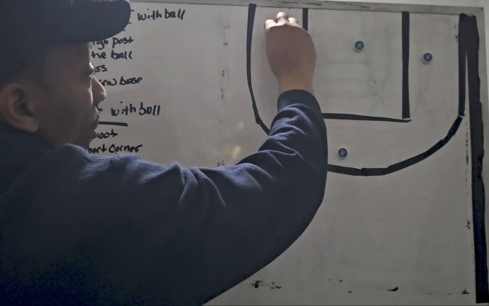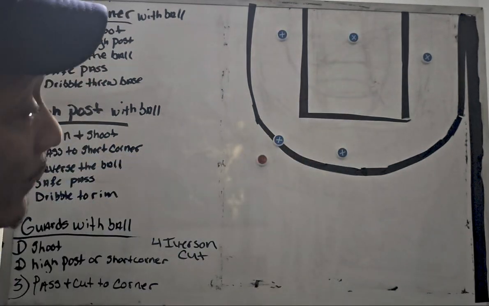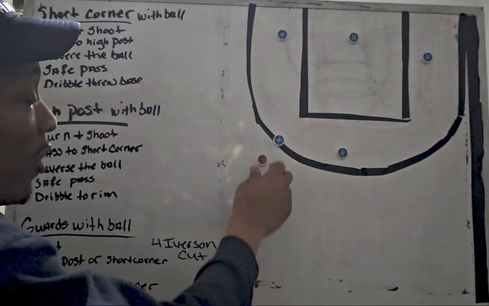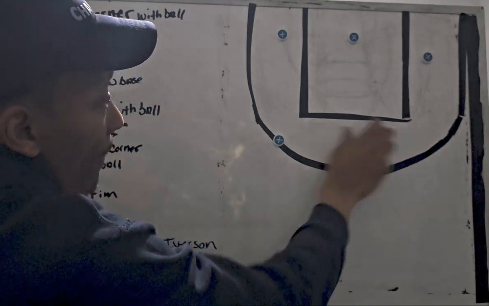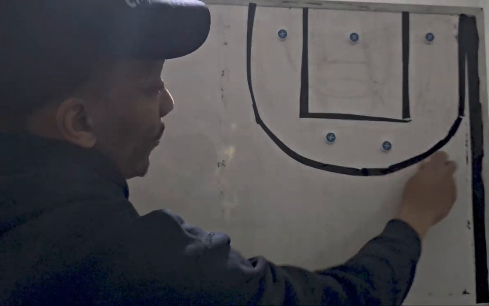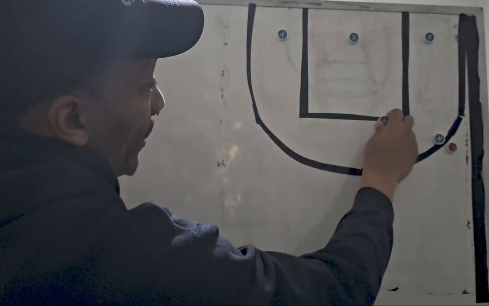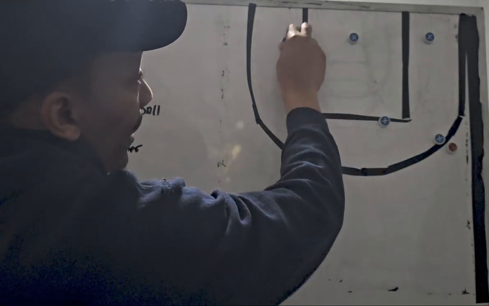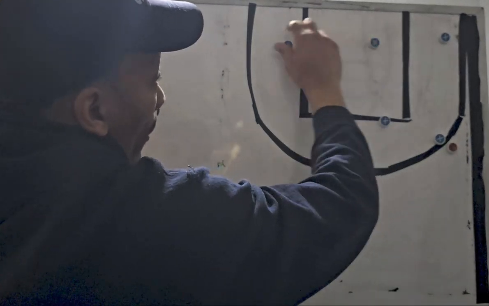This would be the look of the 2-3 defense. If the ball was to swing to the top, everything would be even. If the ball was to go to the opposite wing, this guard would step up, this guard would be here, and these guys would be regular.